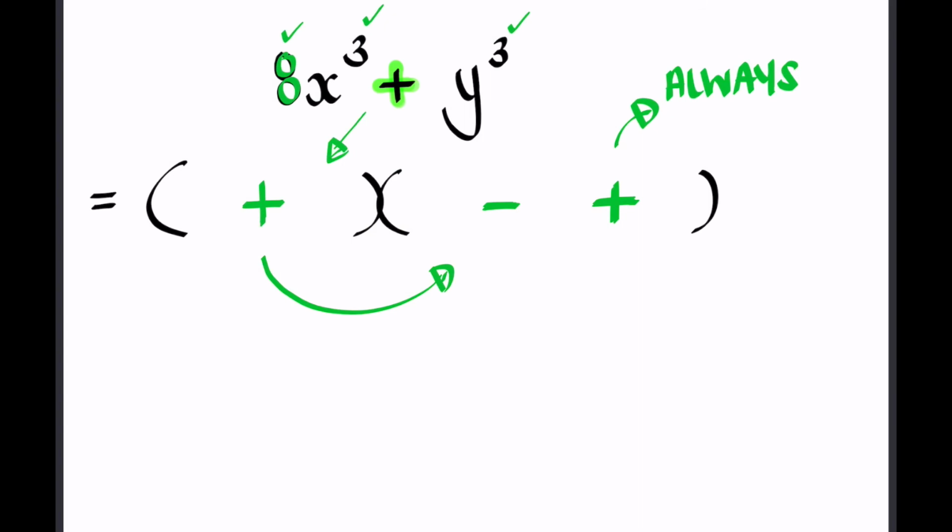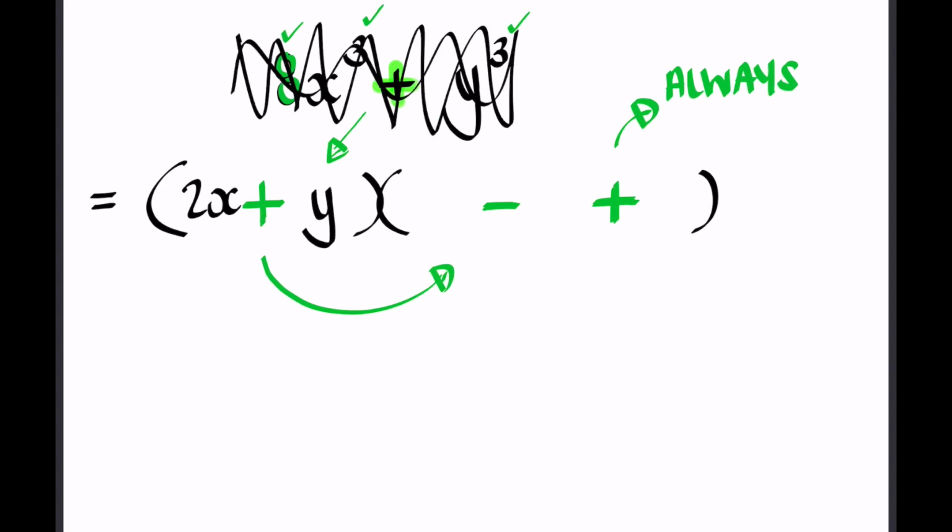So in order to get the terms that go inside these brackets, what I'm going to do is start by cube rooting each of the two terms. So the cube root of 8x cubed, the cube root of 8 is 2, the cube root of x cubed is x. So now I've said the cube root of 8x cubed is 2x. Then the cube root of y cubed is y. Now what I like to do is no longer look at the question. Okay?